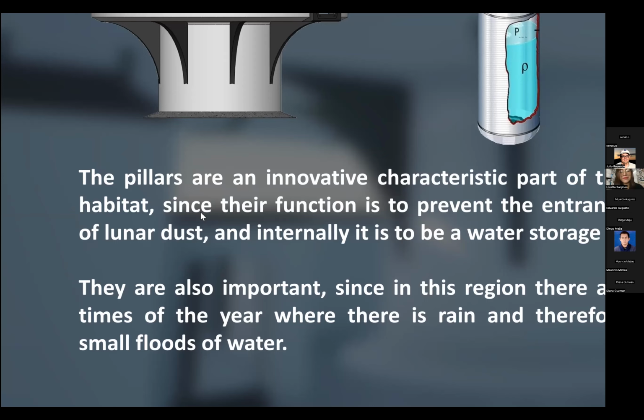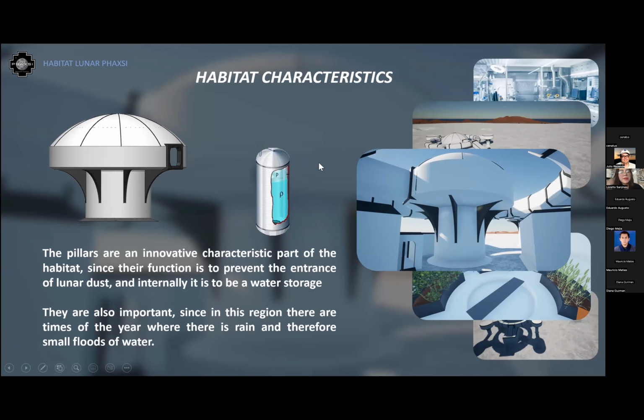The pillars are innovative characteristics, part of the habitat, since their function is to prevent the entrance of lunar dust, and internally to be a water storage. They are also important since in this region there are times of the year where there is rain and therefore small floods of water.